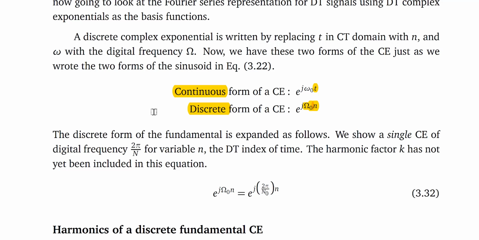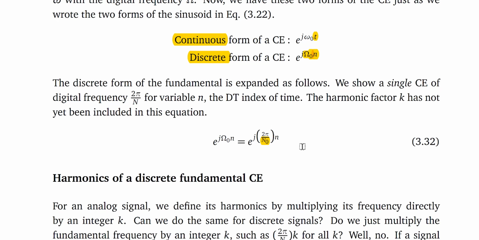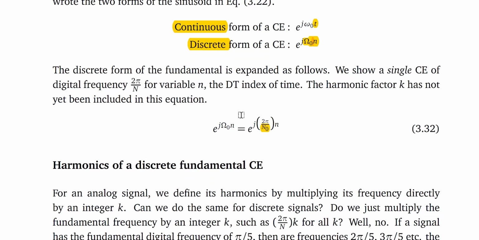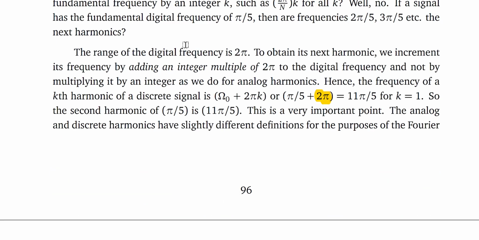So now we can write this particular complex exponential in this form, where we show the period of the signal in samples. Writing this and this is exactly the same. And what we're going to be talking about are the harmonics of this discrete fundamental complex exponential. And things kind of get complicated and tricky. Okay, the range of the digital frequency is 2 pi.